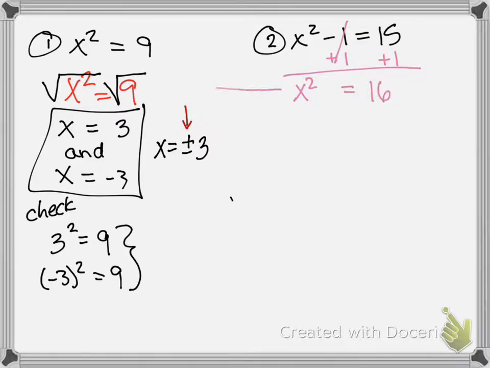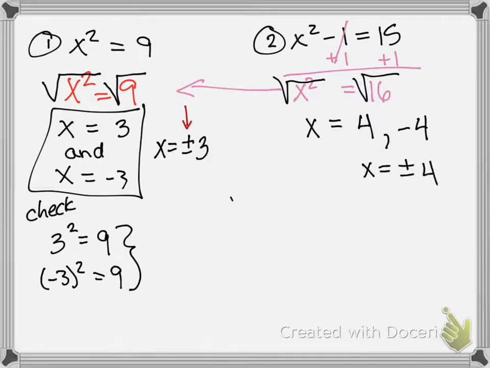So now it looks just like this previous example. So what I'm going to do is take the square root of both sides. So take the square root of the left side and the square root of the right side. The square root of x squared, the square and the square root are inverses, they're opposites, so they cancel each other out. On the other side, I have the square root of 16, which is 4, or a negative 4. So again, you can write it out as 2 separate answers, or you can say x equals plus or minus 4.